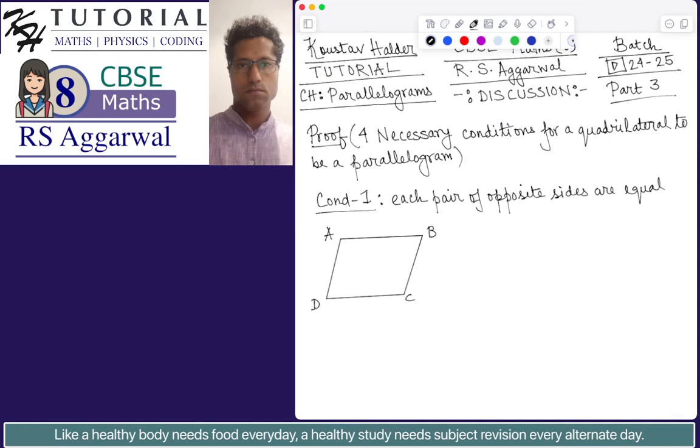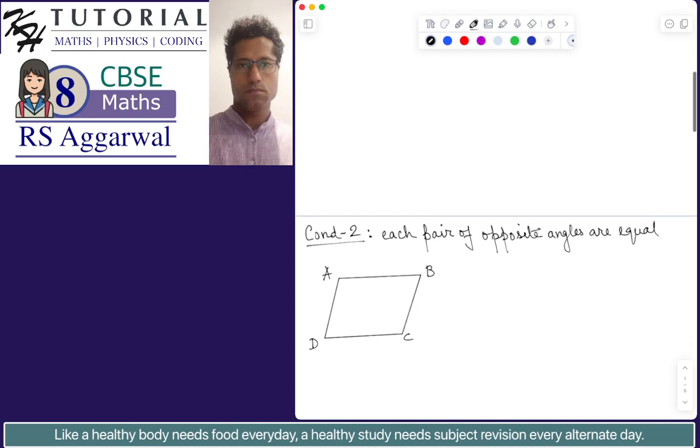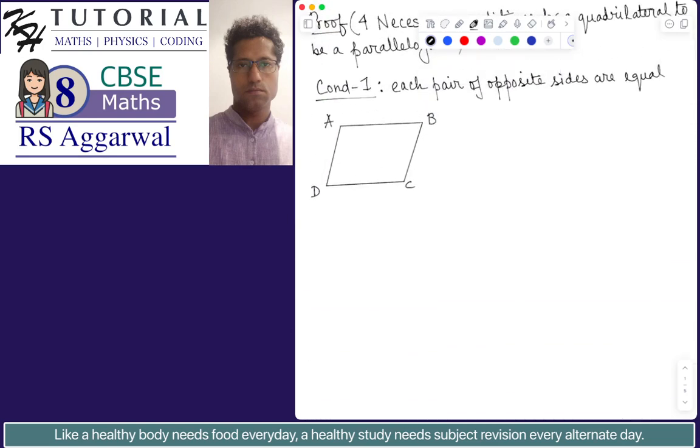Okay, so the first one is each pair of opposite sides are equal. Even though the diagram looks like a parallelogram, please don't be biased that this is a parallelogram. Consider that ABCD is a quadrilateral, and we know that each pair of opposite sides are equal. So its opposite sides AB and DC are equal, and AD and BC are equal. This proof is pretty simple and straightforward. You just make the diagonal, connect the opposite vertices A and C to make the diagonal AC.